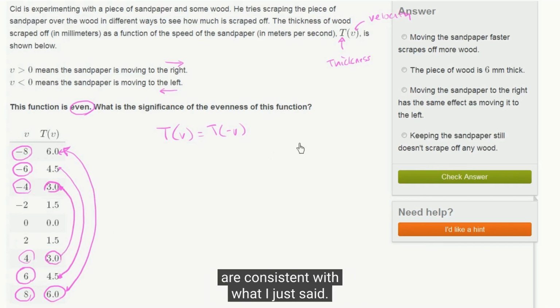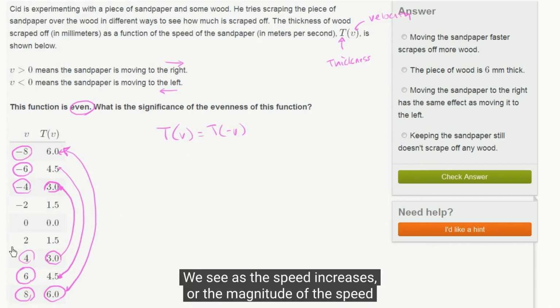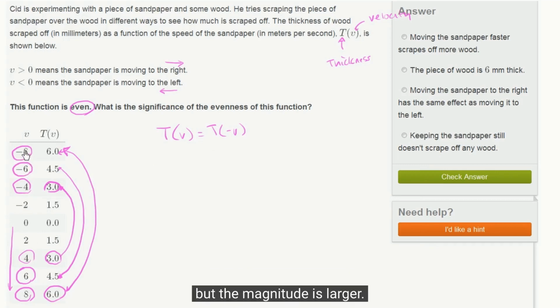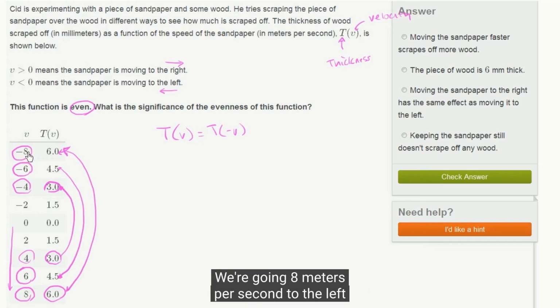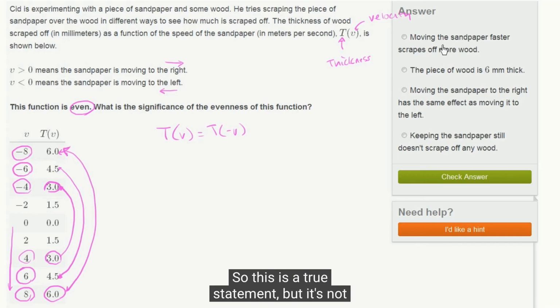Now let's see which of these choices are consistent with what I just said. Moving the sandpaper faster scrapes off more wood. Well, that's true. As the magnitude of the speed increases, we scrape off more wood. You might say -8 is lower than -2, but the magnitude is larger. We're going 8 meters per second to the left, and we're scraping off more. So this is a true statement, but it's not the significance of the evenness of the function. This could have been true even if this was a 7, but then this function would no longer be even.